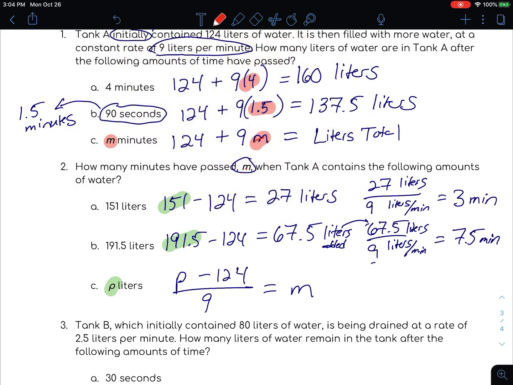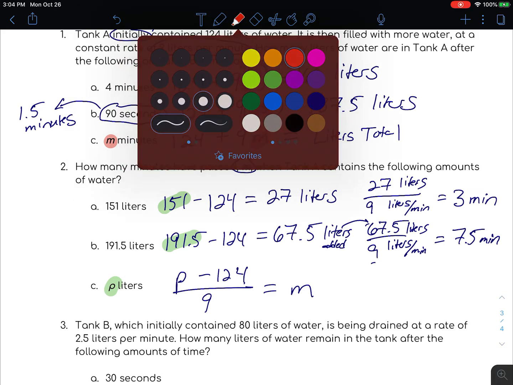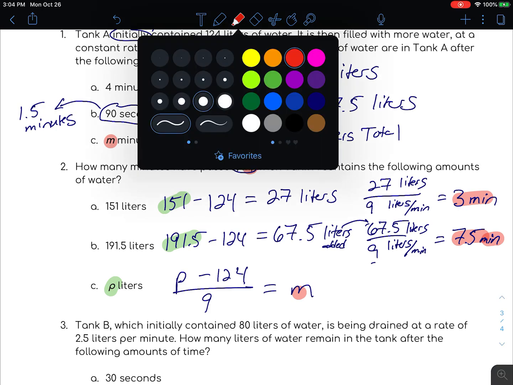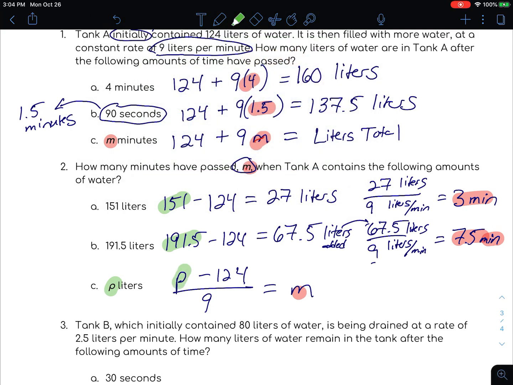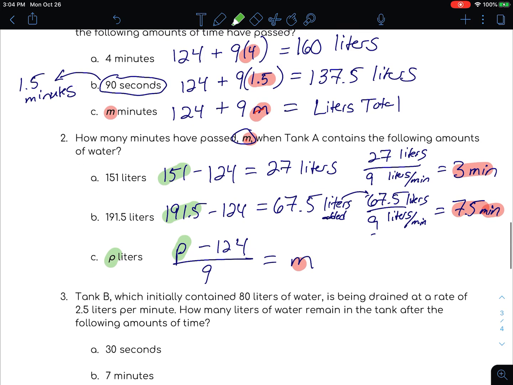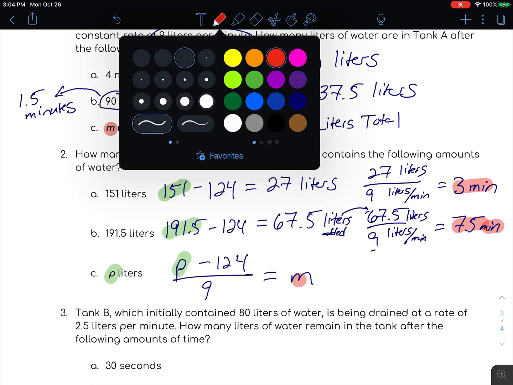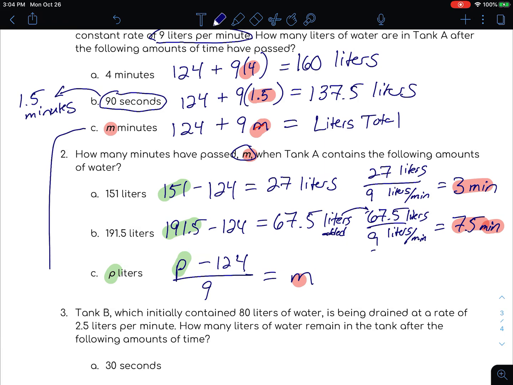So let's just highlight that again. I think we had used red for our M highlights. So the number of minutes here was this amount. That's what we ended up at the end. And our P liters was the amount here. And so once again, we have a couple of equations that are equivalent to each other, but have solved for different variables.